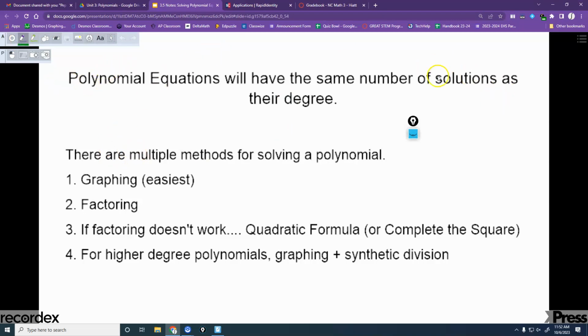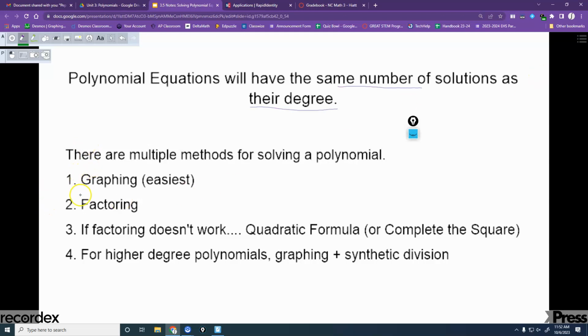So for polynomial equations, remember that they have the same number of solutions as their degree. All right, so that's important right there. Same number as their degree. Now, it might be that you have multiplicities, so maybe there's only three distinct solutions, but one of them is a double root. But you would have the same number of solutions as you have degree. So if you have an x to the fourth in the problem, that means there are 4 solutions to that equation.